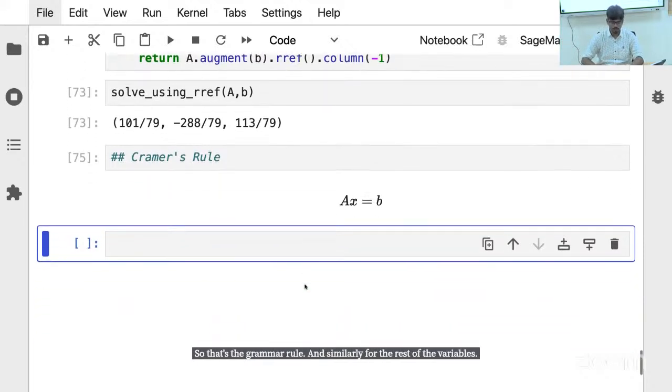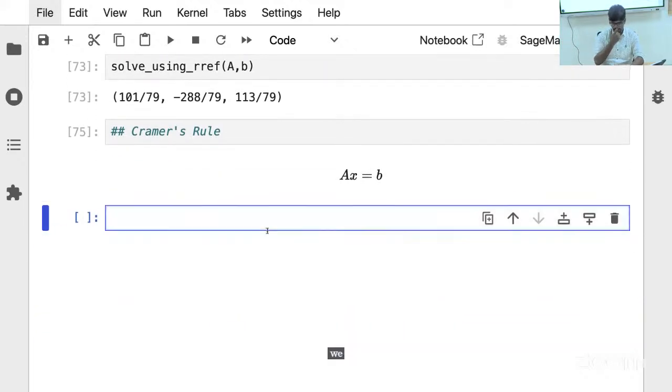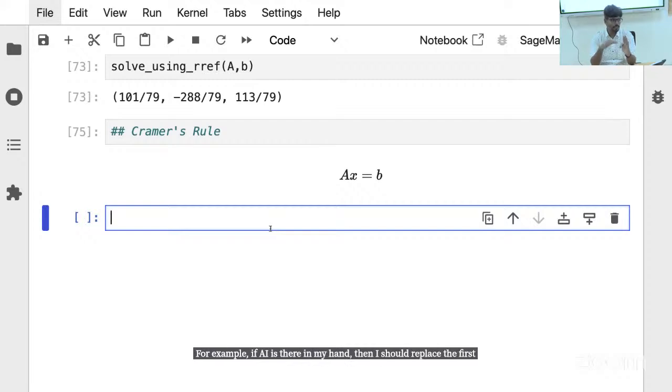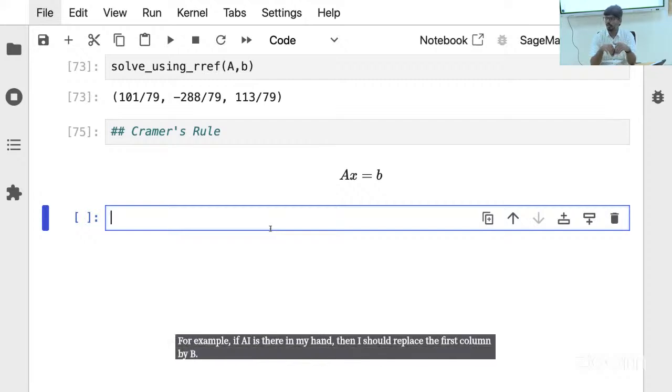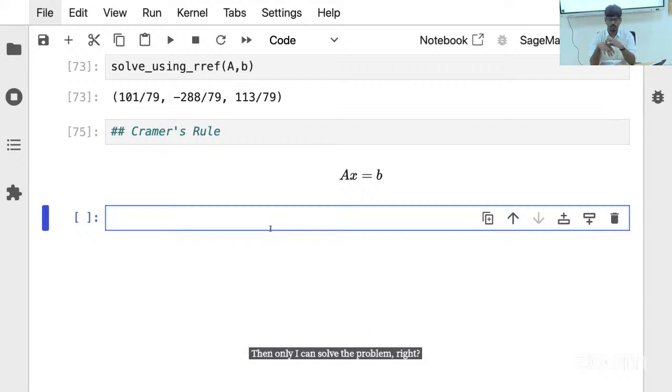So what we are going to do now is write a function which will do that job. But before that, I wanted some way to replace the column with respect to what I have. For example, if A is there in my hand, then I should replace the first column by B. Then only I can solve the problem, right? So how do I do that?